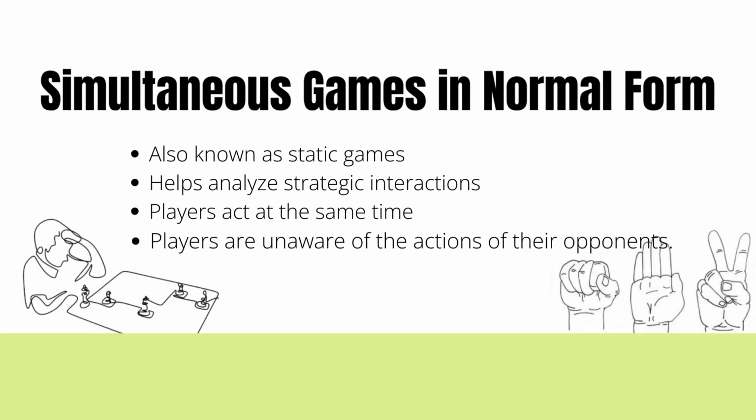Simultaneous games are also known as static games. They stand as a fundamental concept for analyzing strategic interactions among players. Unlike sequential games, where players make decisions sequentially, in simultaneous games, players act at the same time. They are unaware of the actions chosen by others. The game is made more intricate and intriguing by the lack of knowledge regarding the decisions made by other players.